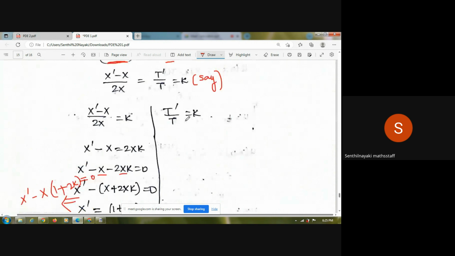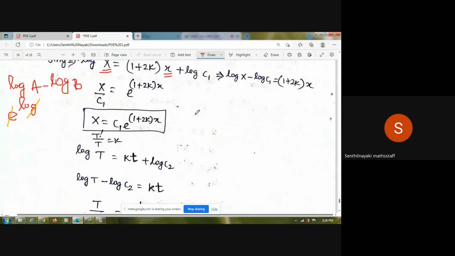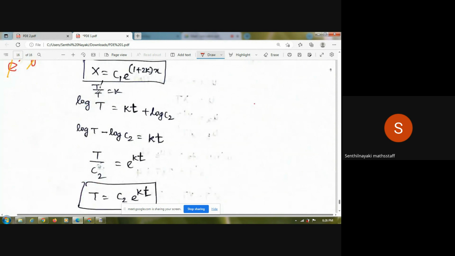Next we have one more equation, that is T'/T equal to k. Now we have to integrate this function. The same thing: if we integrate, then T'/T gives log T. Similarly the right hand side. Here we are now integrating with respect to t. So k into t plus integrating constant log c2.